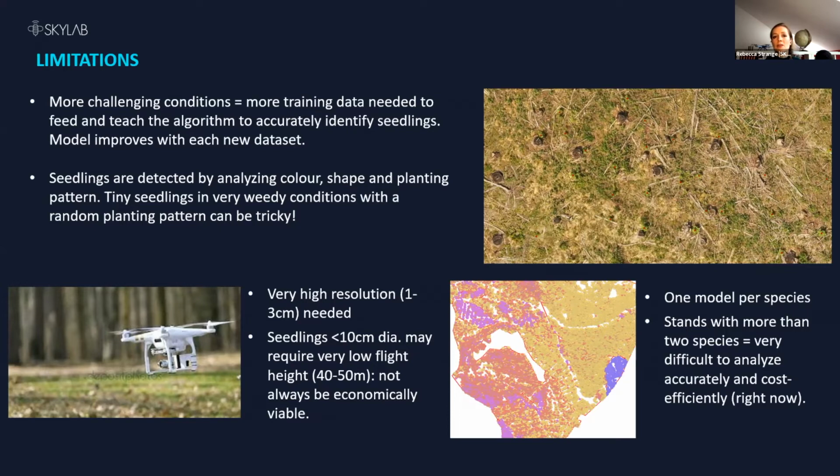The other limitation is that we have to train one model per species. So if you have stands with more than 2 or 3 species, that's really difficult to analyze. At least, it's difficult to analyze cost effectively right now. And of course, the accuracy drops as well.